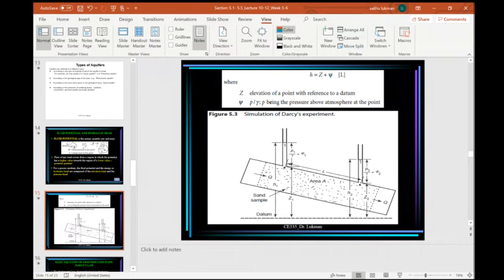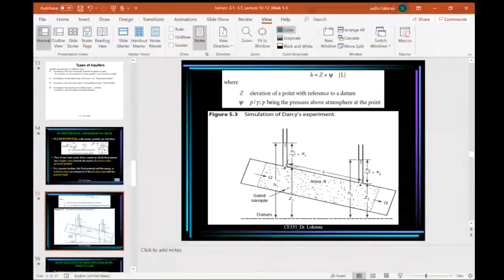Now, H is equal to Z plus the pressure head. This Z is the elevation at a point with reference to a datum, and the pressure head is the pressure above atmosphere at the point, which is the gauge pressure. I just mentioned, this is just the piezometric head.